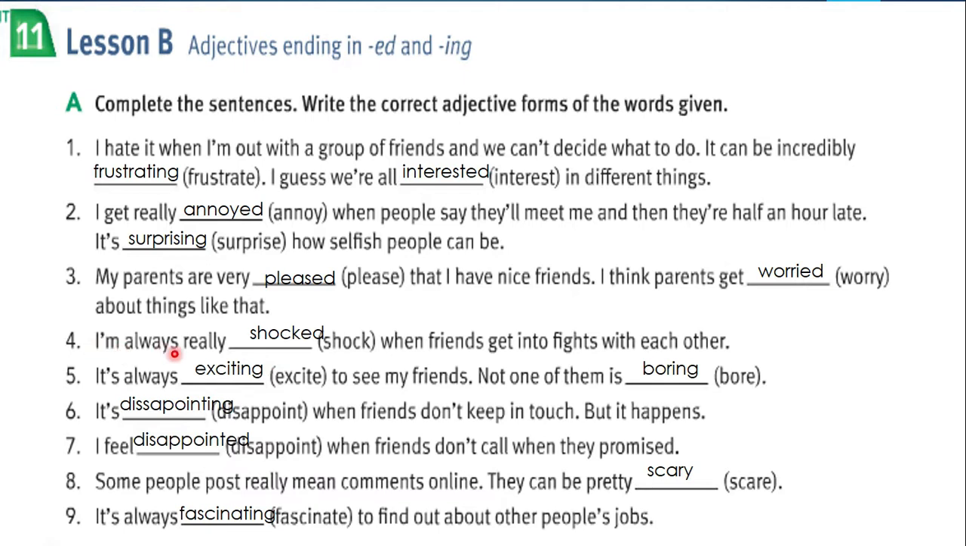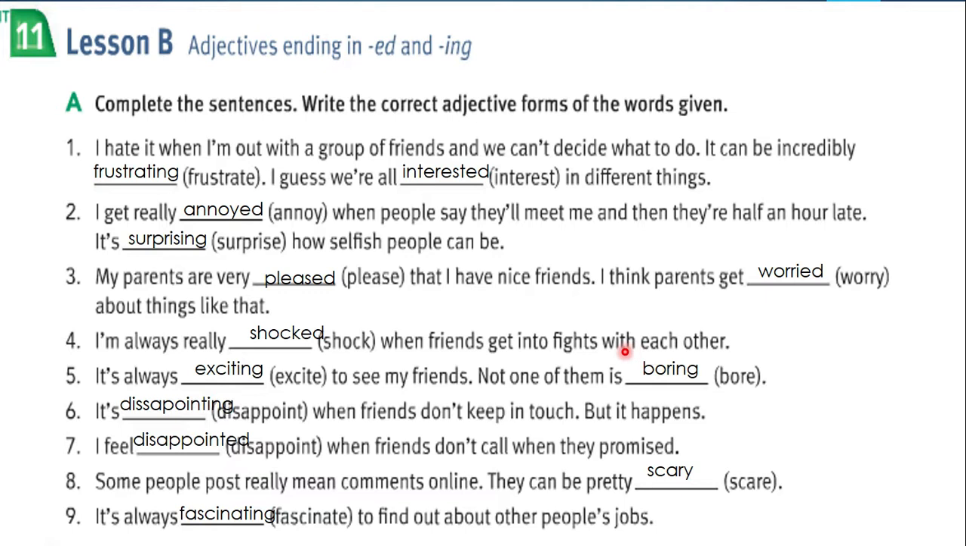Number 4, I'm always really shocked when friends get into a fight with each other, ¿ya? Es decir, así es como me siento yo cuando mis amigos se pelean unos con otros. It is always exciting to see my friends, ¿ya? The situation. Es emocionante verles a mis amigos. El hecho de verles. Eso es. The situation is exciting. Not one of them is boring. Ninguno de mis amigos es aburrido.